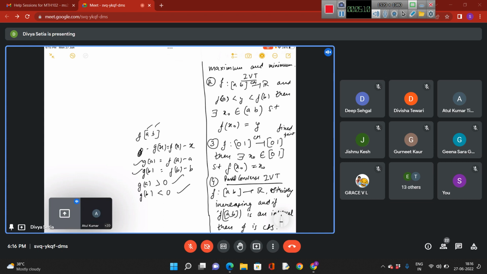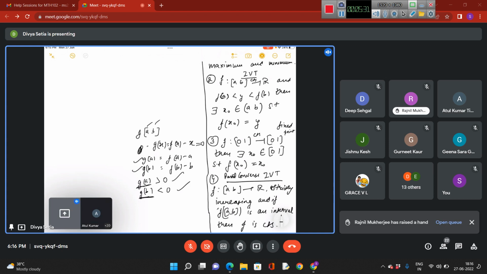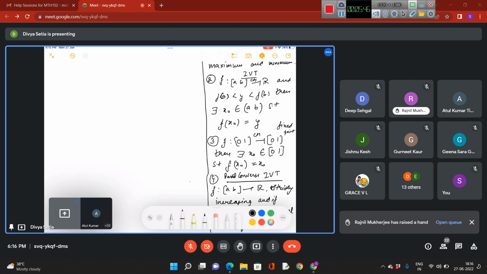Then how will you apply your intermediate value theorem here? 0 should lie between these two values. Then you can apply intermediate value theorem so that it is equal to 0 for some x naught. I'll do this exercise. It's somewhat a generalization of this fixed point theorem. This fixed point theorem will become a particular case of this exercise. Let's see. It's a very nice question.